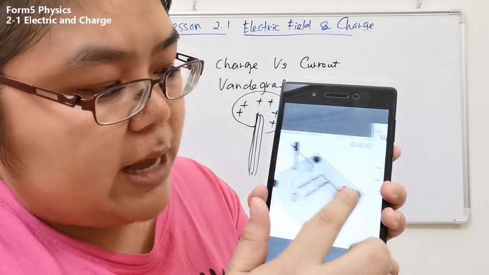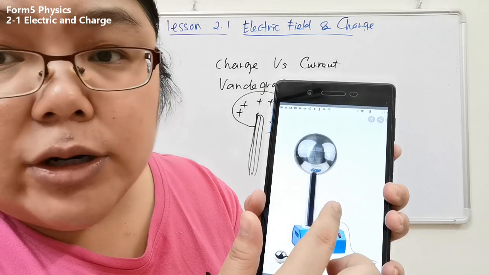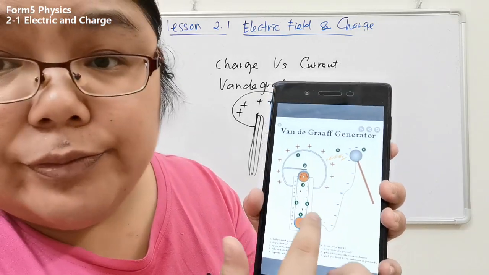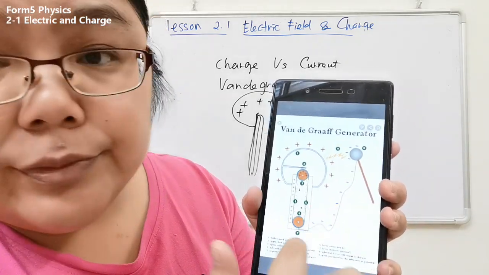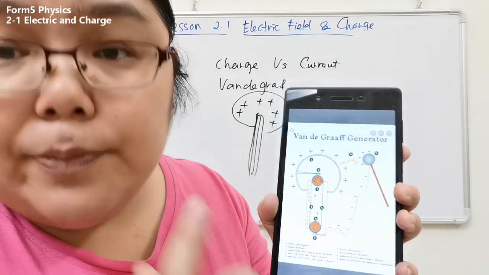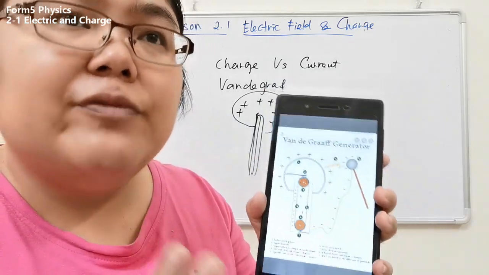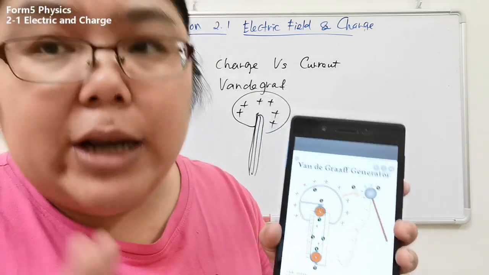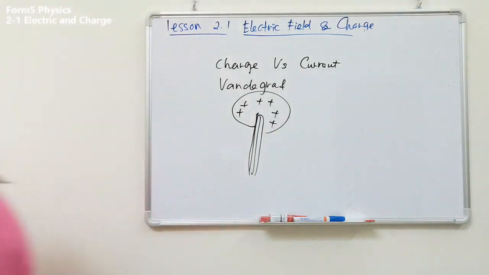So this one is a diagram for the Van de Graaff generator. Then this one is how it functions. The center is a belt. The belt is moving, then it generates the positive charge. Remember, the Van de Graaff generator just generates positive charge, no electrons. Okay, now we go.